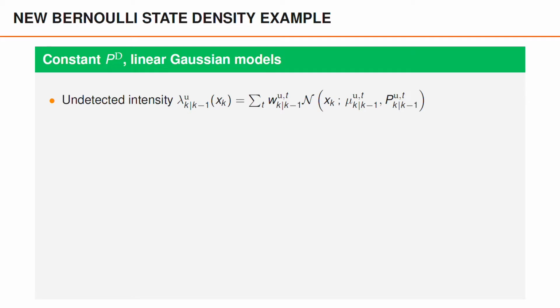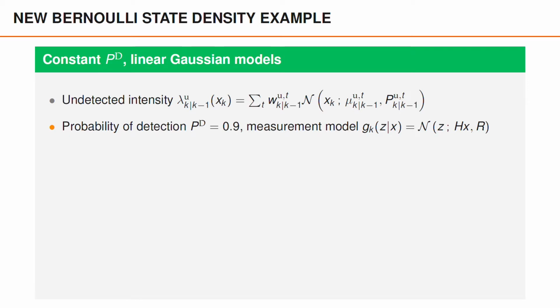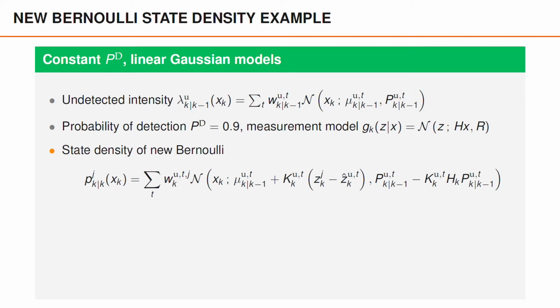Let's take another example, where we instead focus on the state density of the new Bernoulli. This time we will use a two-dimensional example, where the state consists of position and velocity. The undetected intensity is again a Gaussian mixture, the probability of detection is 0.9, and the measurement model is linear and Gaussian, where the measurement model H picks out the position and we have a noise covariance R. The state density of the new Bernoulli is a Gaussian mixture, with one component for each Gaussian component in the prior intensity mixture.